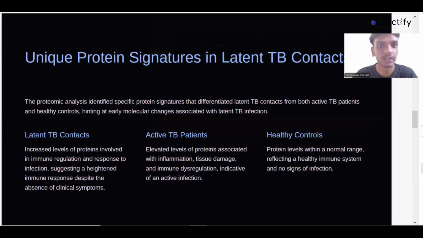Unique protein signatures in latent tuberculosis contacts. The proteomics analysis identifies specific protein signatures that differentiate latent tuberculosis contacts from both active tuberculosis patients and healthy controls, hinting at early molecular changes associated with latent tuberculosis infection. These are the three types: latent tuberculosis contact, active tuberculosis patient, healthy controls.